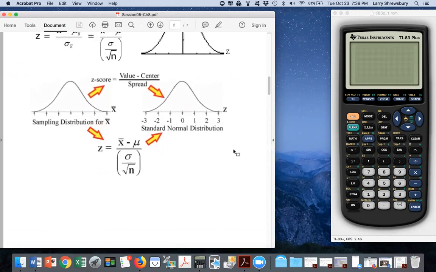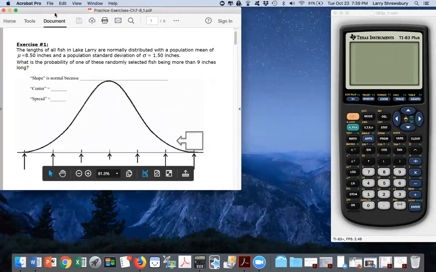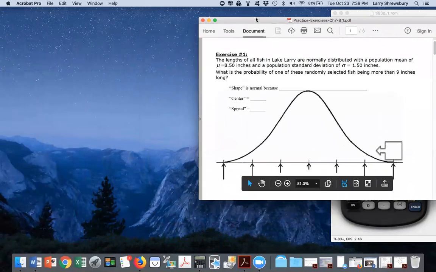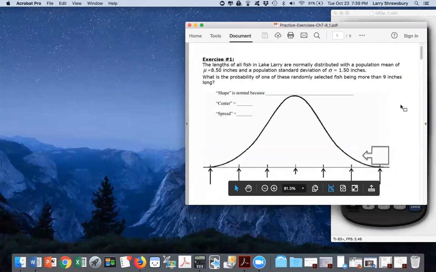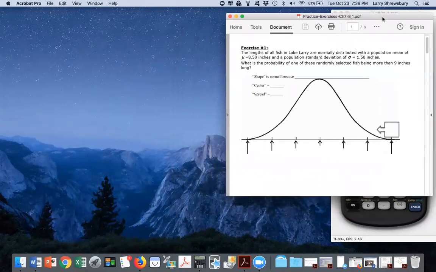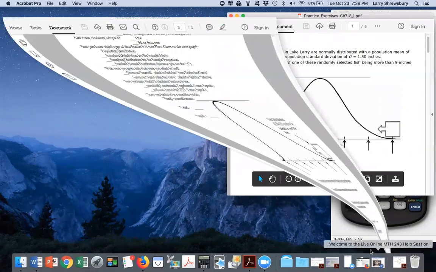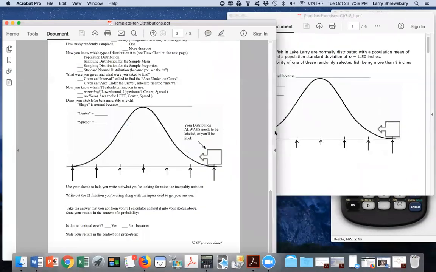All right, so let's go ahead and try out that template on an assortment of problems here. I'm going to scoot this over here, make it a little smaller so that way I can also look at the template. There it is. We'll scoot this over here.